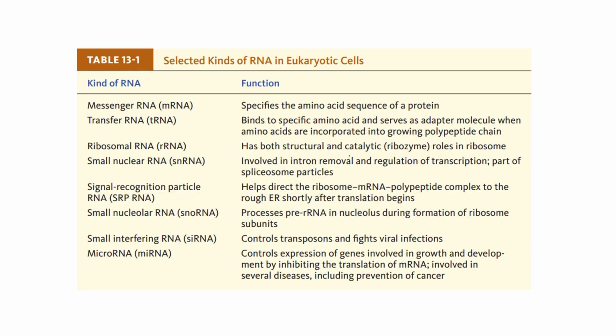These are several types of RNA that can be found in eukaryotic cells. There are many, so you read on your own. I'm not going to explain this. The ones that are important for you are the mRNA, tRNA, and rRNA.